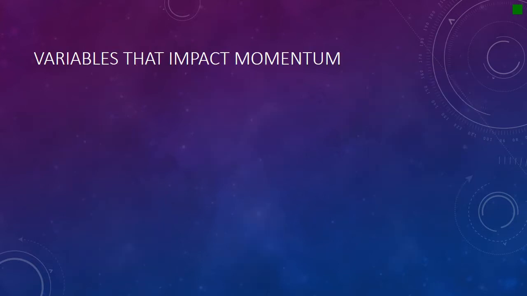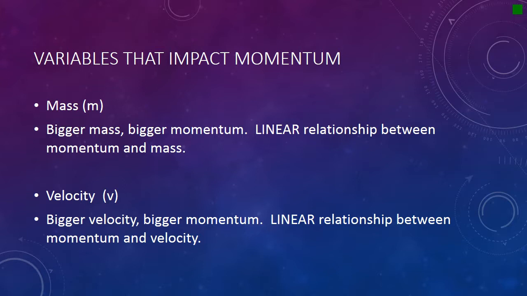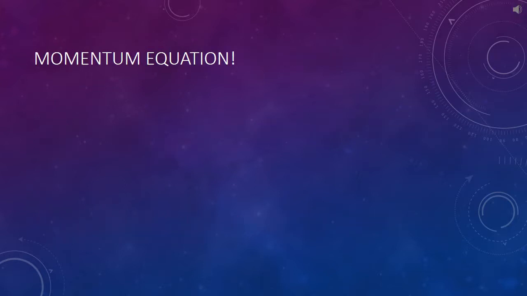So what are the variables that impact momentum? Well, the first variable is mass. The bigger the mass, the bigger the momentum. And this is our linear relationship that we've talked about before. So if you double mass, momentum will also double. If an object has twice as much momentum as another object and their velocities are the same, then the mass will have doubled. The next variable is velocity, and velocity also has a linear relationship with momentum, meaning if you double the velocity, you'll double the momentum.